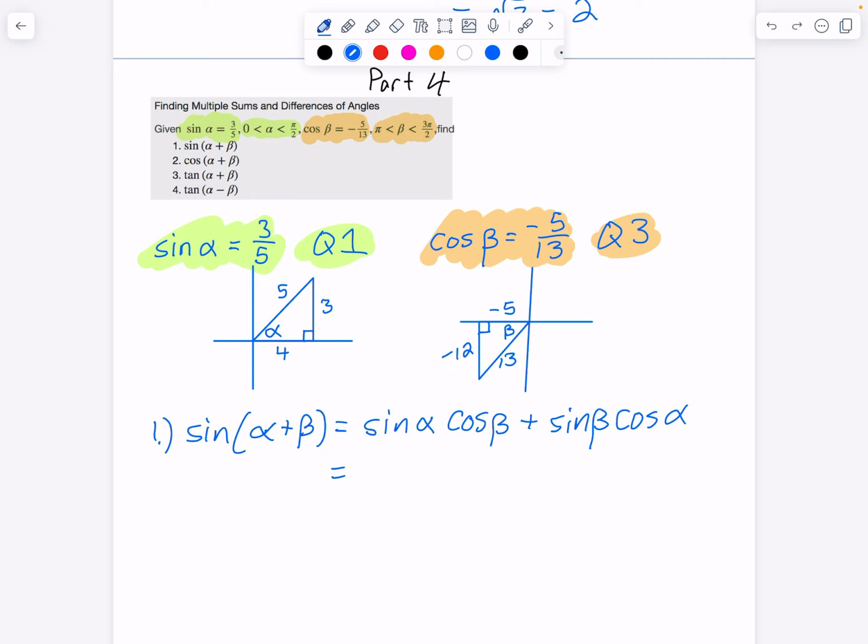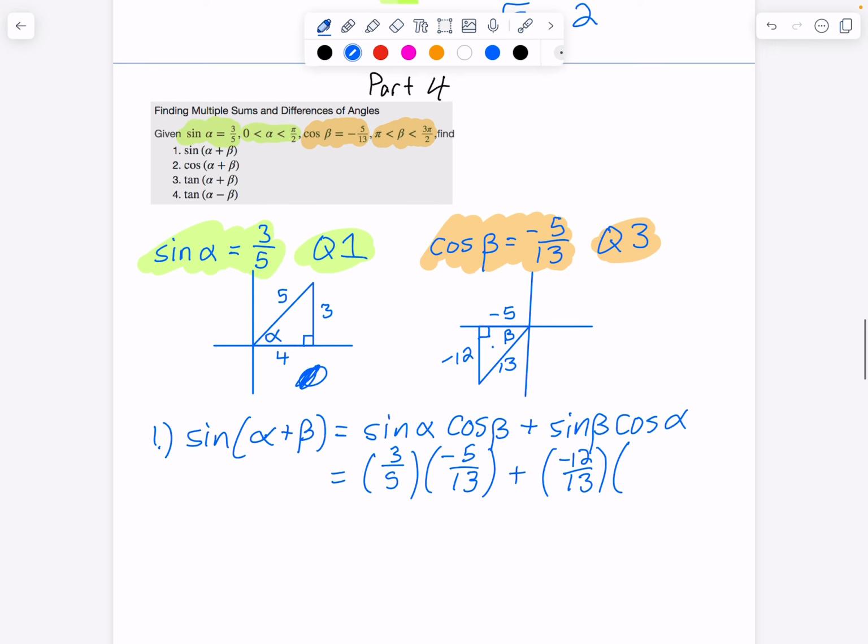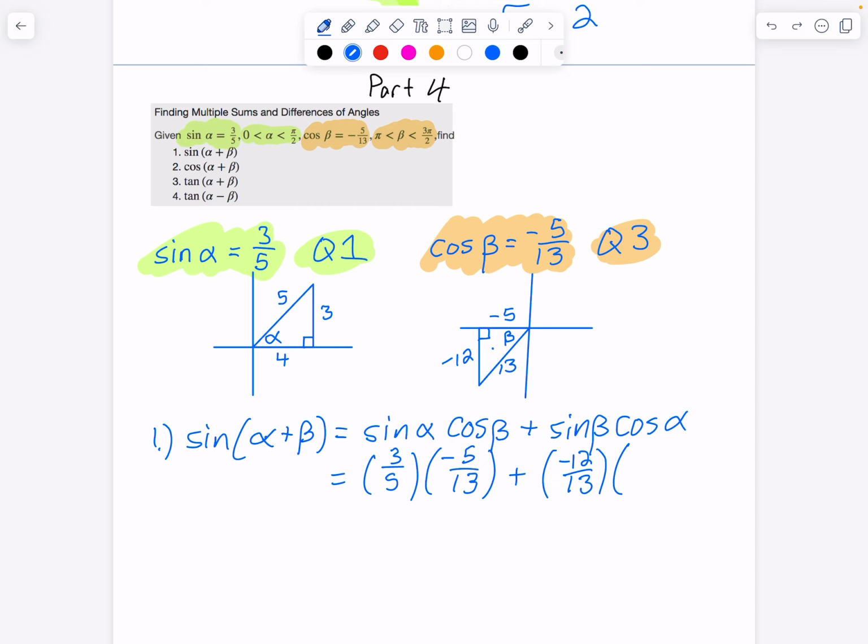Sine of alpha, okay, we already actually have that. That was 3/5. They gave that to me. Cosine of beta, that's this triangle here. So cosine, we already have that too. They gave me -5/13. And then now the second part, we'll use the triangles. We don't have those given. Sine of beta would be this triangle here. Sine is the y, -12/13. Cosine of alpha, which is the triangle over here. Cosine is CAH, so we take adjacent over hypotenuse, which is going to be 4/5.